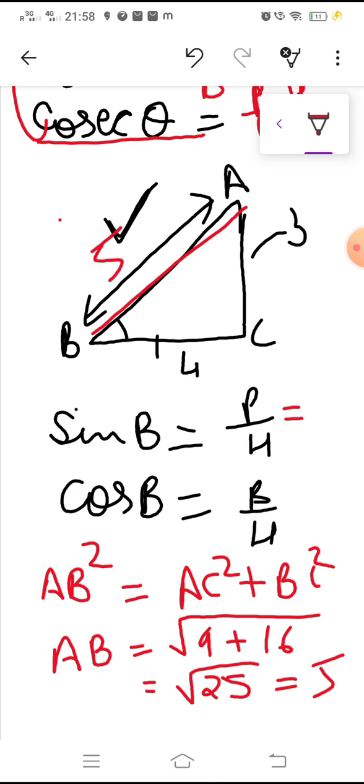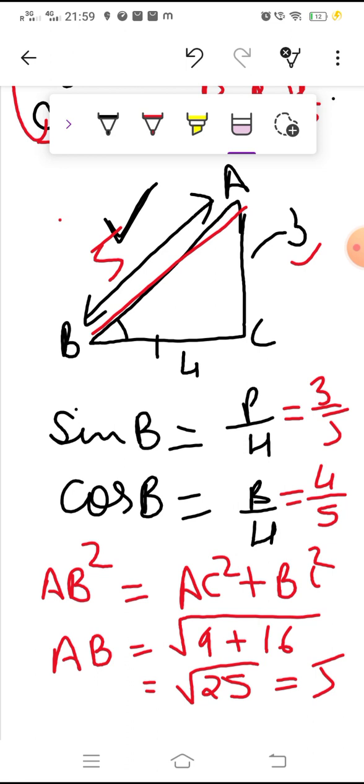Now what is the value of sine B? Sine B is equal to perpendicular upon hypotenuse. Perpendicular is 3, that means 3 by 5. Cos B is base upon hypotenuse. Base is 4, hypotenuse is 5, that means 4 by 5. So you can find out the value, right? Now suppose you want to find out the value of sine A and cos A, then what will you do?